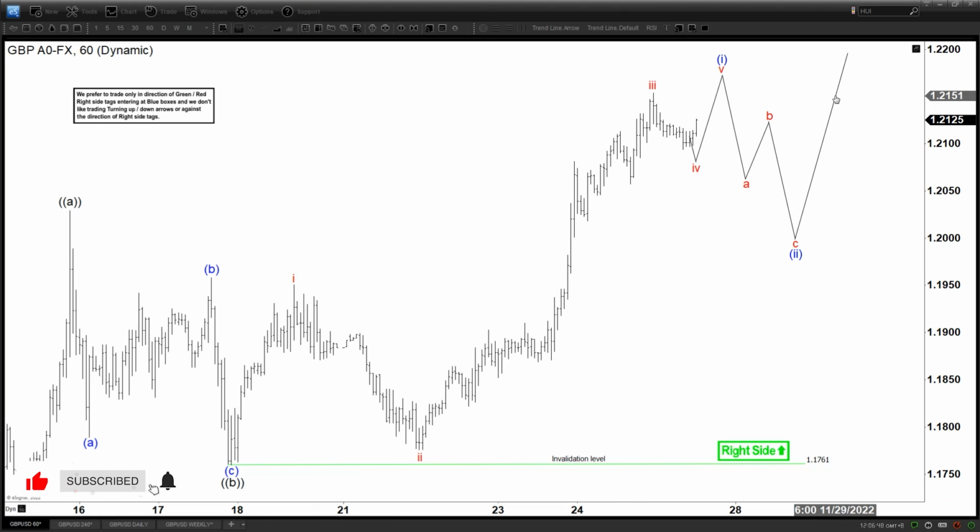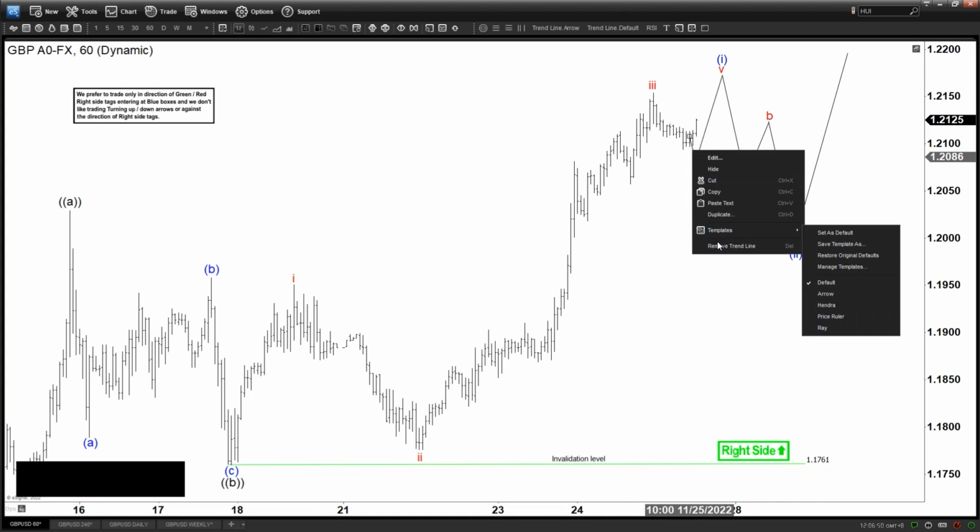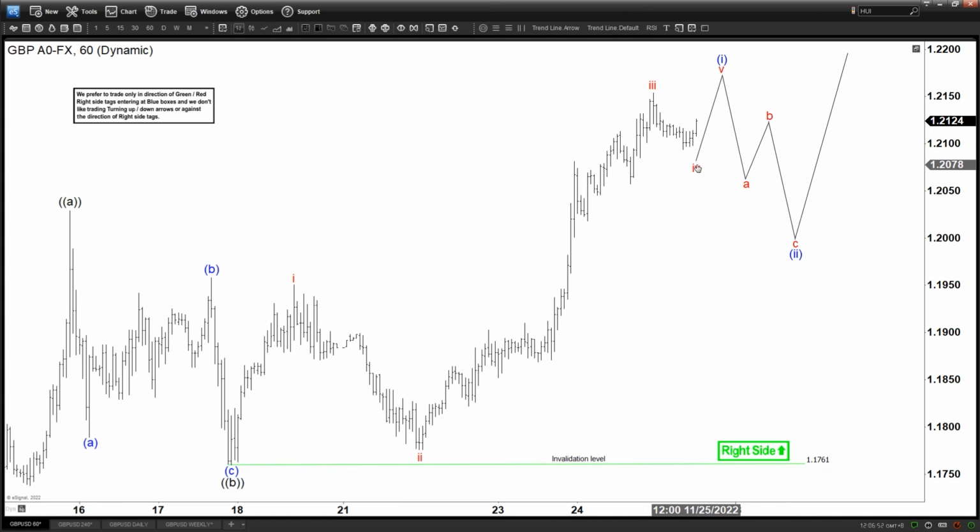Today we are looking at the chart of the pound dollar right here. So we can see right here that the pound is rallying higher, and we have A and B over here. The fact that this is A and B suggests the rally is in fact corrective, right?